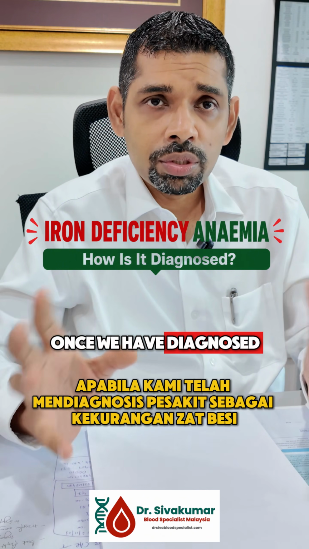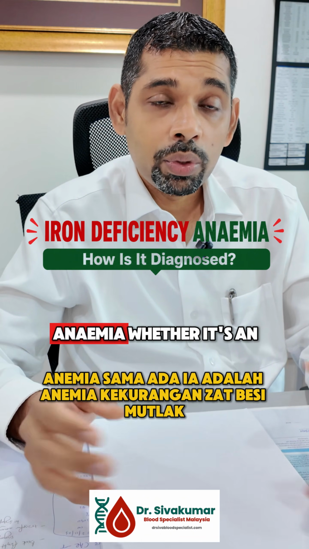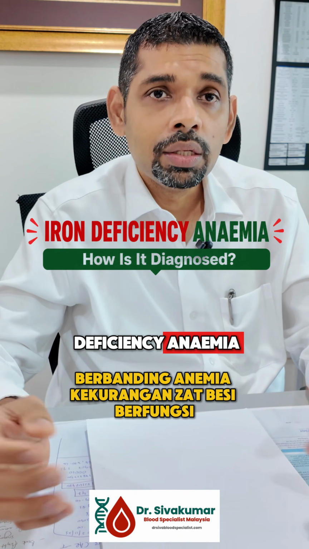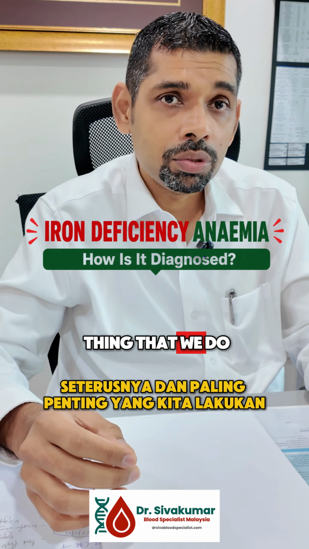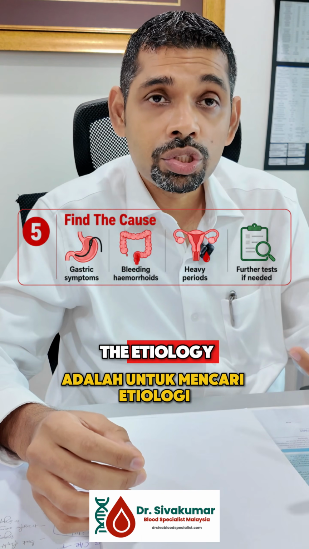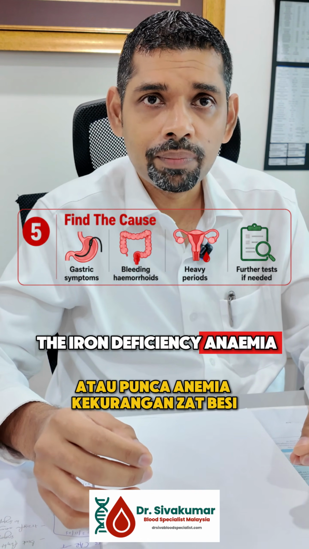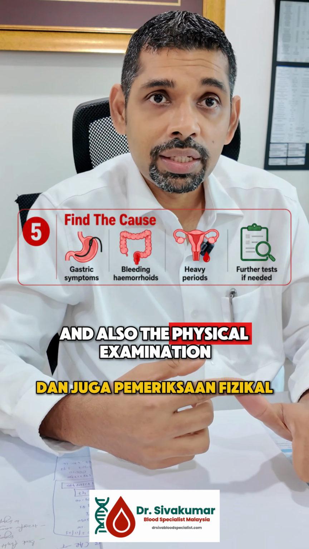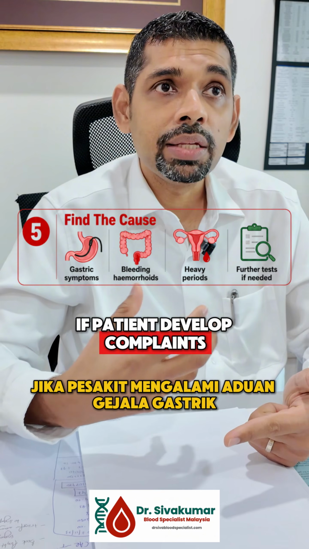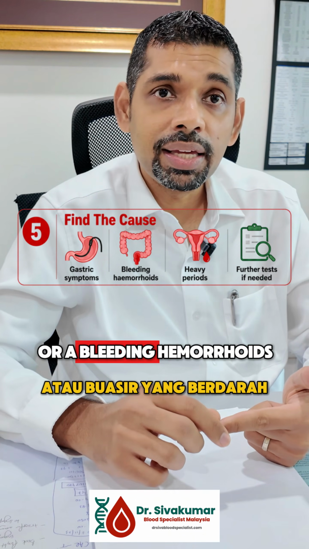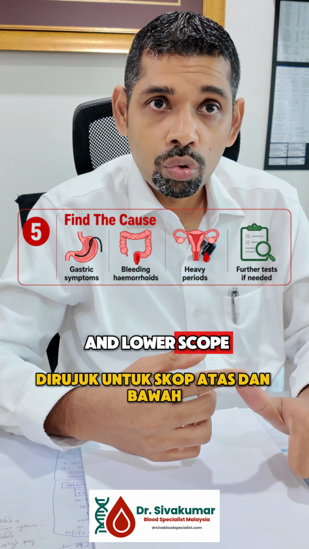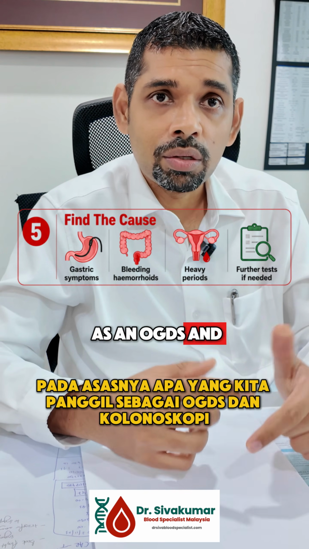Once we have diagnosed the patient as iron deficiency anemia, whether it's an absolute iron deficiency anemia versus a functional iron deficiency anemia, the next and most important thing that we do is to look for the etiology or the cause of the iron deficiency anemia. So here what we do is, depending on what we find in the history and also the physical examination, if the patient complains of gastric symptoms or bleeding hemorrhoids, the patient can then be referred for an upper and lower scope, basically what we call an OGDS and a colonoscopy.